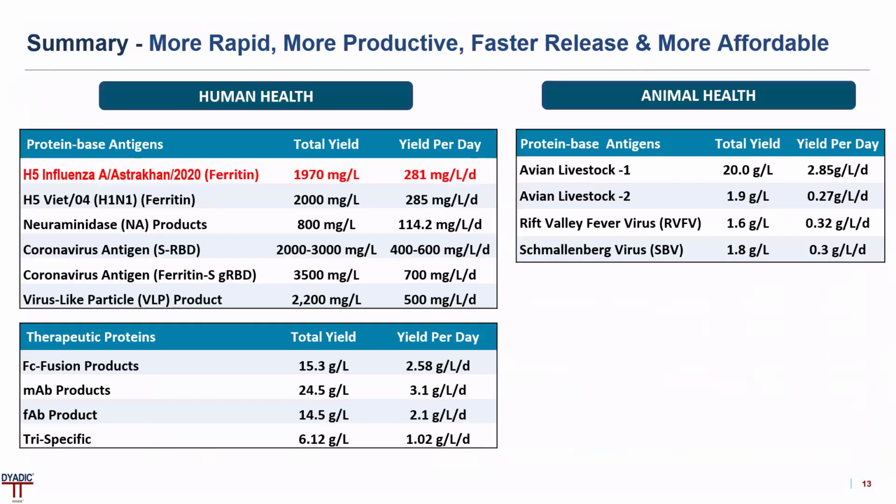Here's an example of just some of the things we made. The Astrakhan that we're talking about for the H5 bird flu was 1,970 milligrams per liter, or 281 milligrams per liter per day. The ferritin nanoparticle, the H1N1, which is the Vietnam, was again 2,000 milligrams per liter in 5 to 7 days. Neuraminidase, antibodies, you can see here a variety of different antigens at very, very high levels. And most of these, other than the one that was 20 grams per liter, were stage 1 unoptimized.